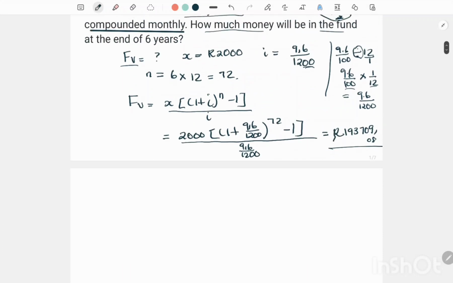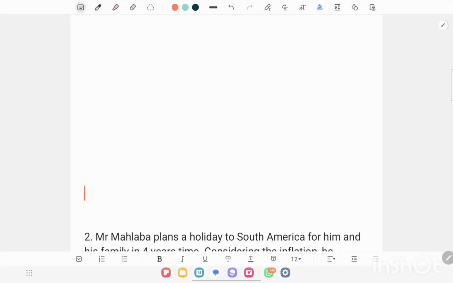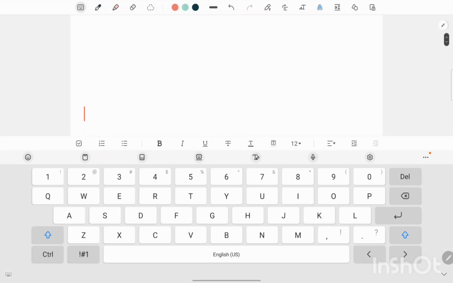So the money that will be in the fund at the end of 6 years will be 193,709 rands and 8 cents. That is it. So let's look at the second one, the second example.